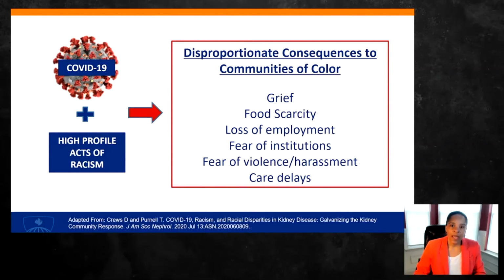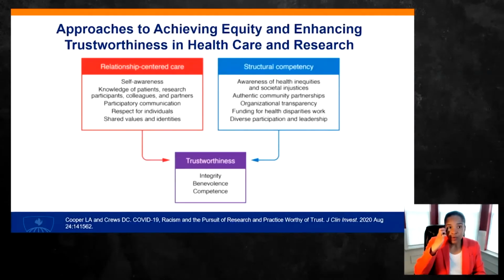And as we move towards trying to achieve equity, an important approach that my colleague Dr. Lisa Cooper and I have highlighted here in this article is that it's going to require that we work hard to enhance trustworthiness in both healthcare and in research. A couple of avenues towards doing that include enhancing the relationship-centered care that we provide to patients.